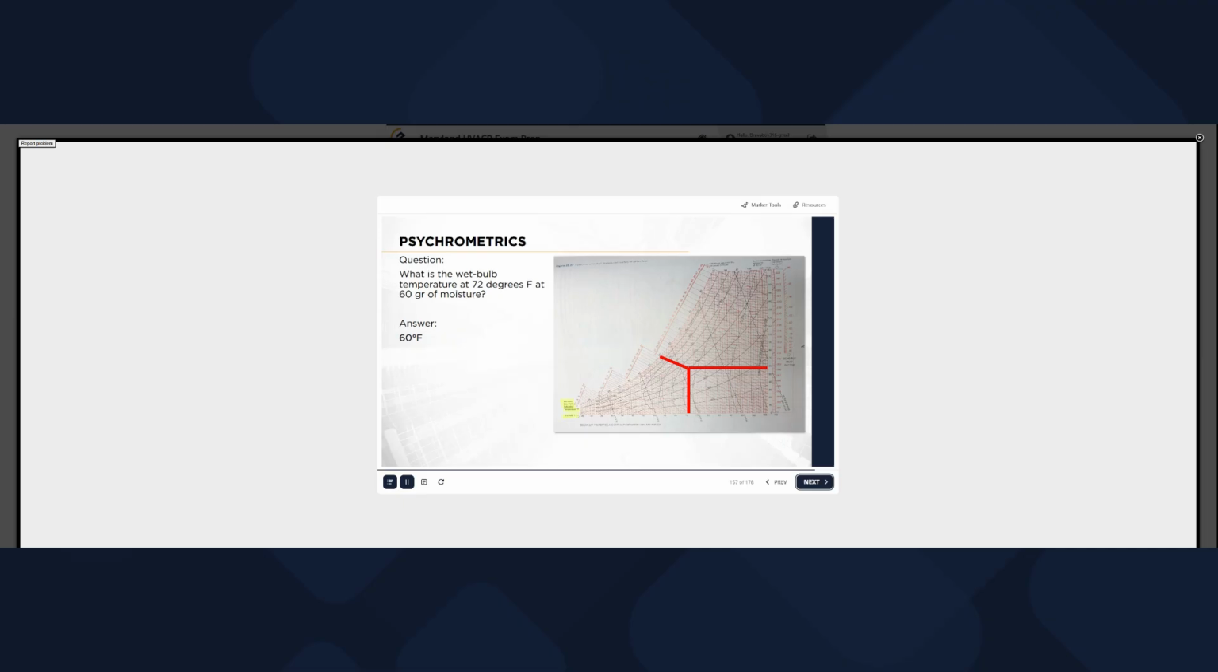Answer: 60 degrees Fahrenheit. Let's say we have a temperature reading of 75 degrees Fahrenheit dry bulb and 60 degrees Fahrenheit wet bulb. What is the relative humidity? Answer: approximately 40%.